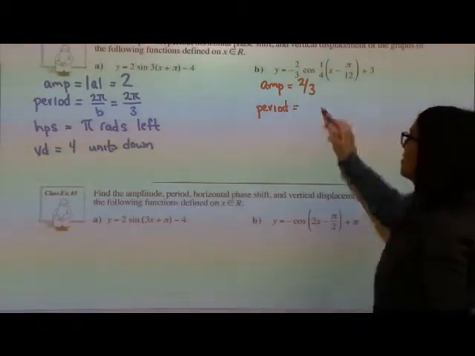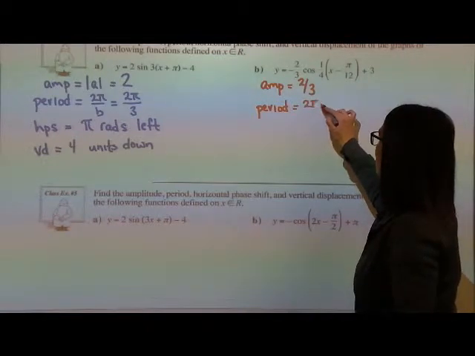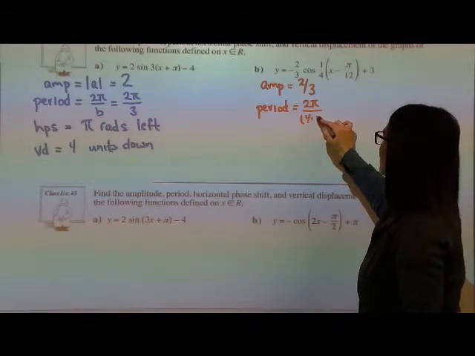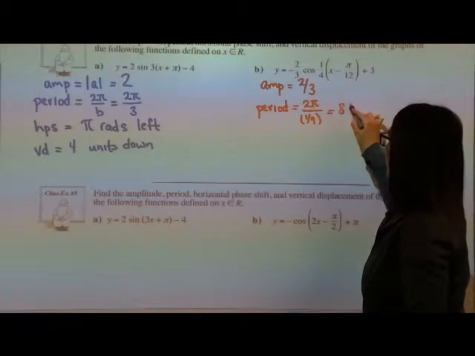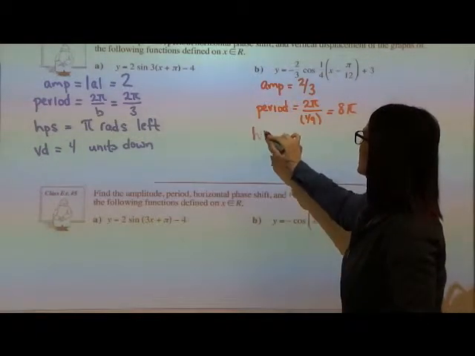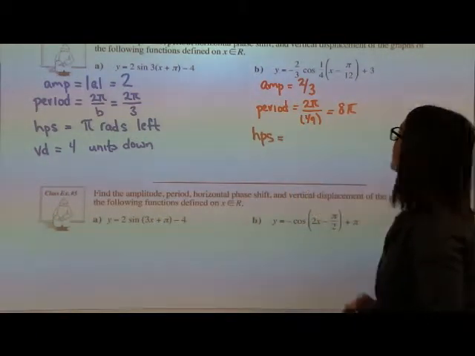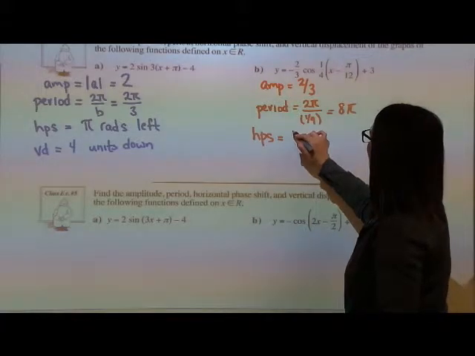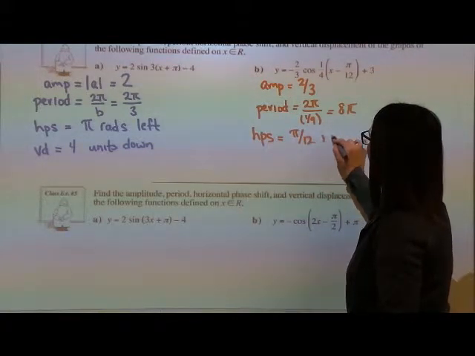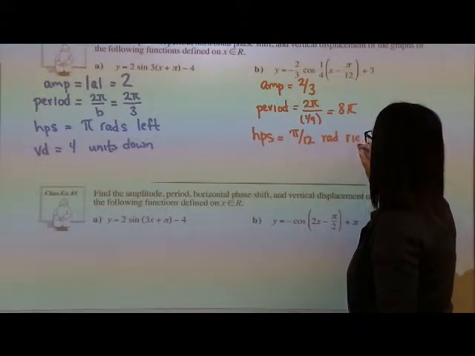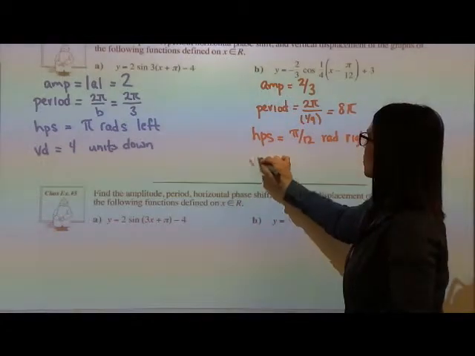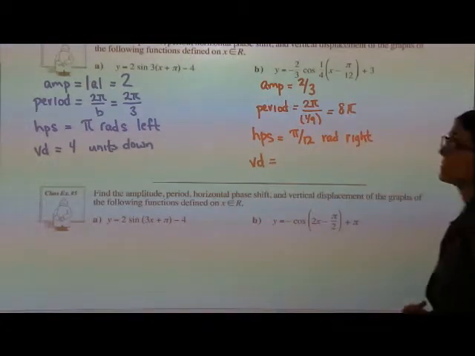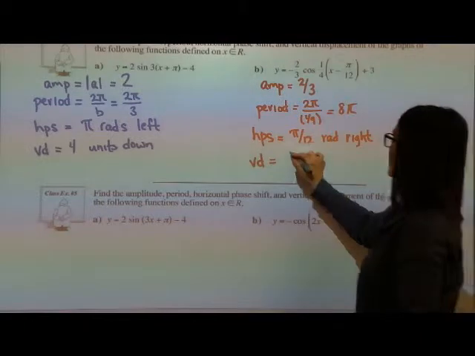8 pi. And how'd you get 8 pi? 2 pi over b, so 2 pi divided by 1/4. Okay. What is the horizontal phase shift? Pi over 12 radians, right? And the vertical displacement? 3 units up.